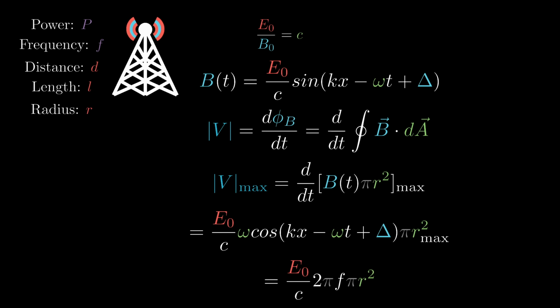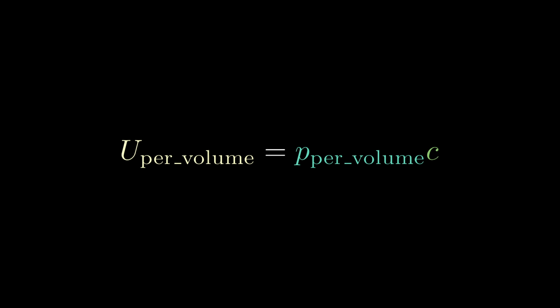Now one weird thing about light waves is that they actually carry momentum. This is the equation that we use for momentum of an energy wave. The energy per volume of the wave is equal to the momentum per volume times the speed of light. This is actually a result you get from quantum physics, but there's still some kind of intuition you can get for where it comes from.